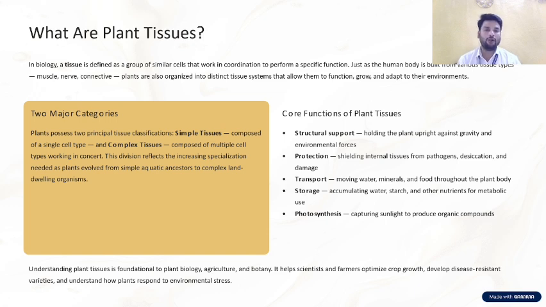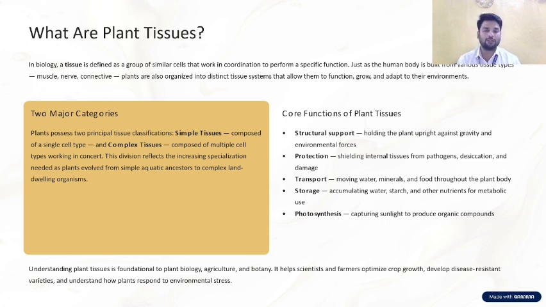Tissue also helps for protection, shielding the internal tissues from pathogens, desiccation and damage. It also helps in transport, moving water, minerals and food throughout the plant body, like xylem carries the water and phloem carries the food. It helps in storage of water, starch and other nutrients for metabolic use, and it also helps in photosynthesis, capturing sunlight to produce organic compounds. So understanding plant tissue is the foundation of plant biology, agriculture and botany.